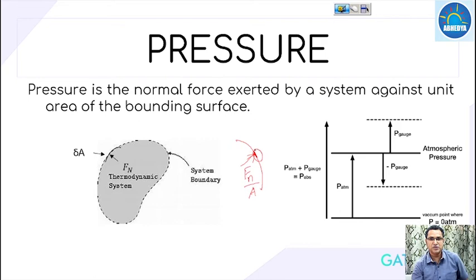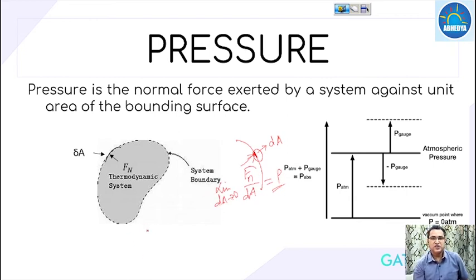If this small area is taken as dA, and Fn is the normal force exerted on it, then we take dFn over dA in the limit dA tending to 0, meaning this area is very small. So this becomes your pressure. Pressure is the normal force exerted on a particular area where the area is very small. It tends to 0, it is not equal to 0. Then this is your pressure.